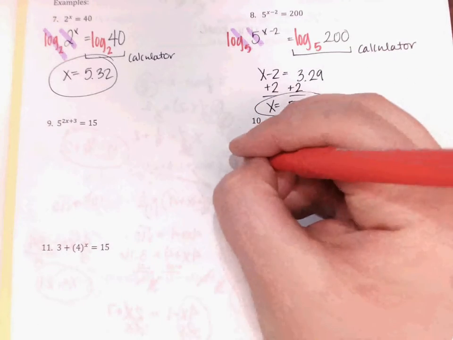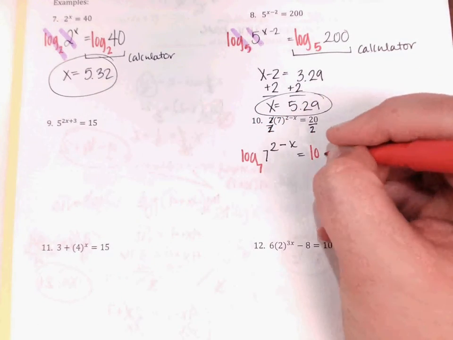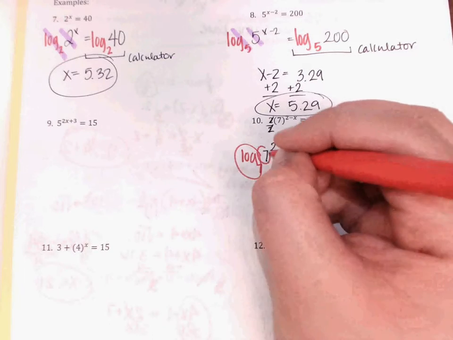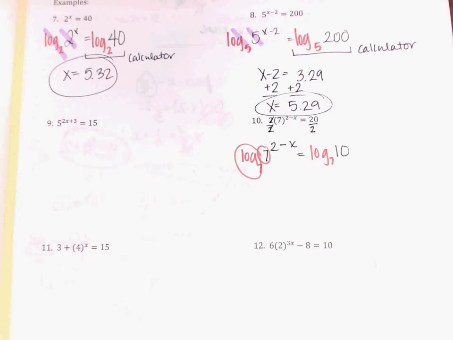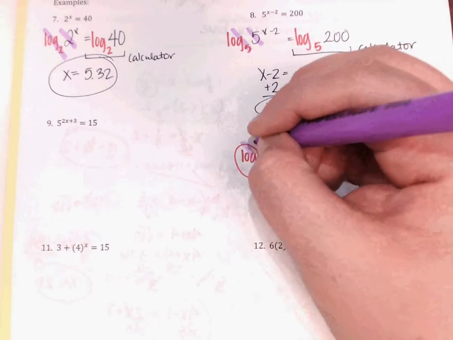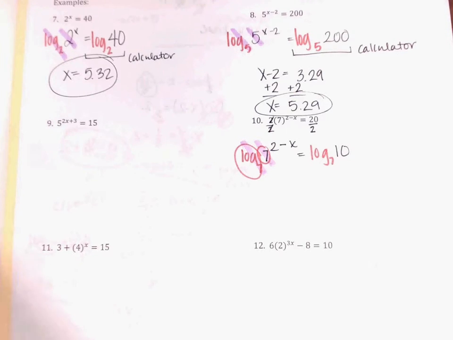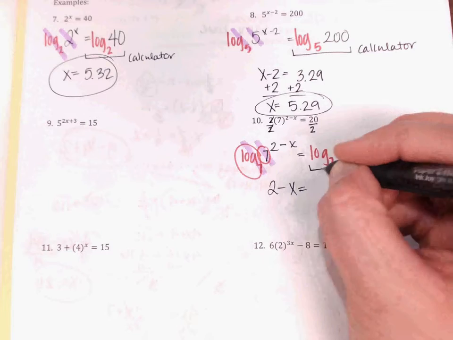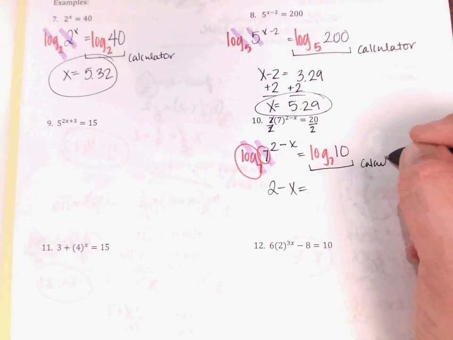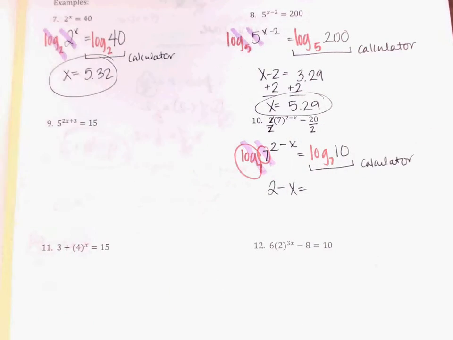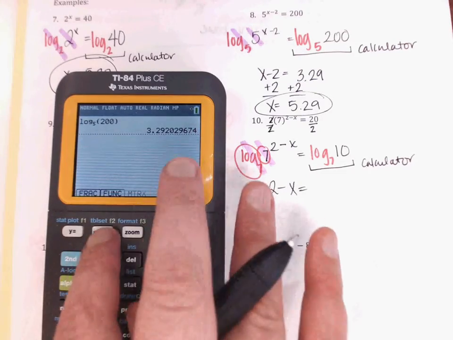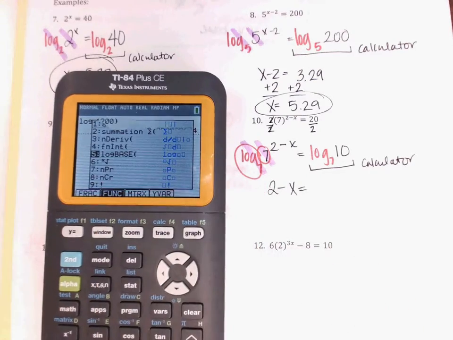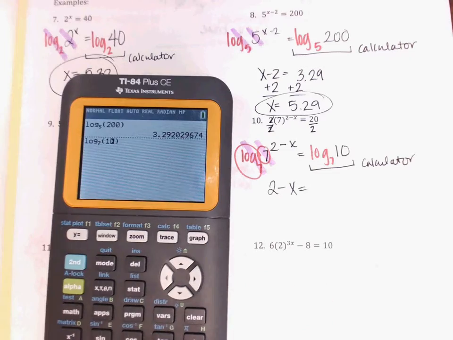A log 7. And remember, these numbers here have to match each other or else they don't cross out. So if it's a 7 base, I have to log 7 both sides. And then from here, these guys cross out. 2 minus x comes down. And then how do I know what log 7 of 10 is? I use my calculator. So it'd be alpha window, go down to number 5, log base. 7 in the little box, 10 in the big box.